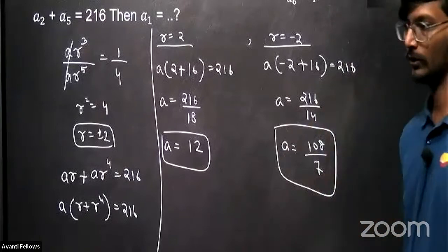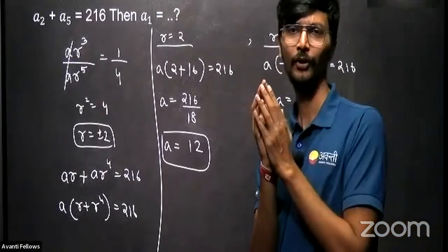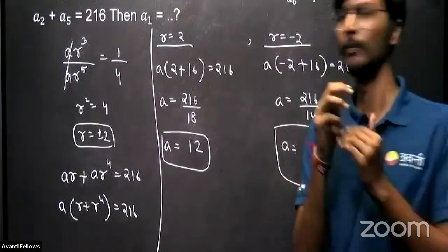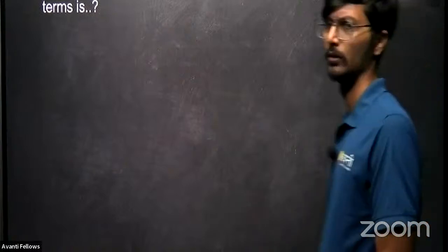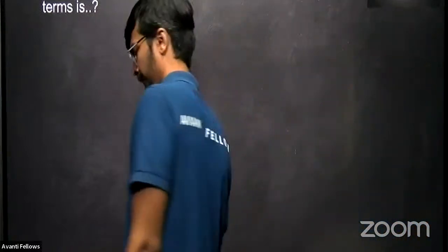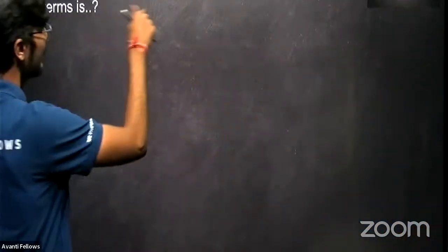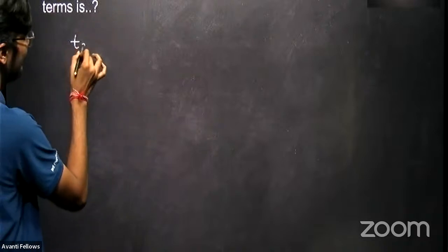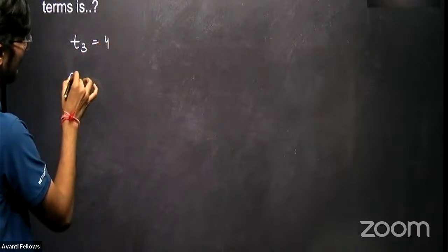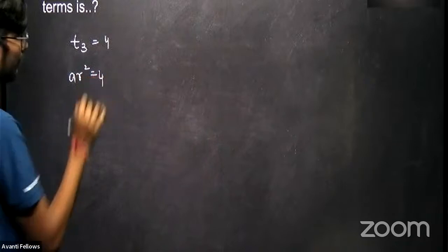Again, a simple question on GP, just to warm up. Again, a good question. Not good, I mean a simple logical question. The third term of a GP is 4. That means T3 is 4. That means AR square is 4.